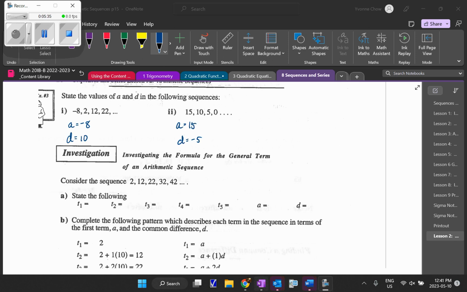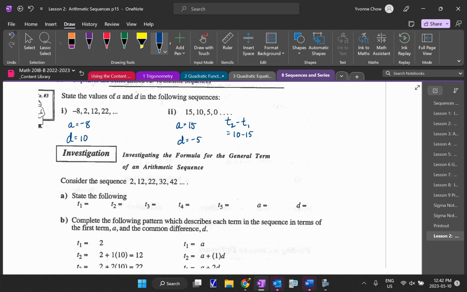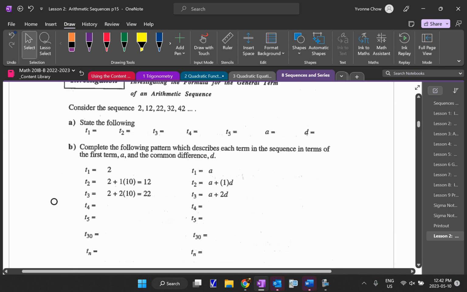In our first one, our term 1, or A, is -8, and it's increasing by 10, so the common difference is 10. In the second one, our first term, T1, or A, is 15, and it's going down by 5. So we're going to say that the common difference is -5, showing that it's going down. You can always confirm that by doing term 2 minus term 1, which is 10 minus 15, which is -5.